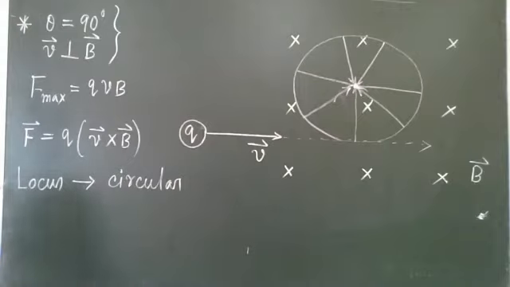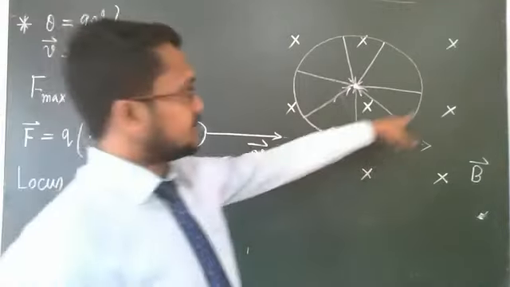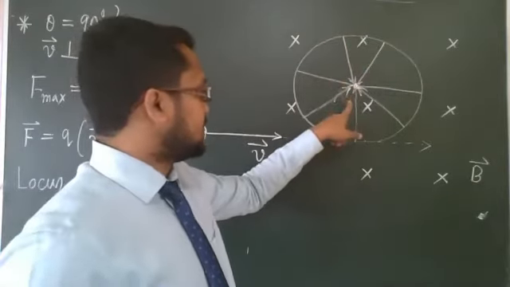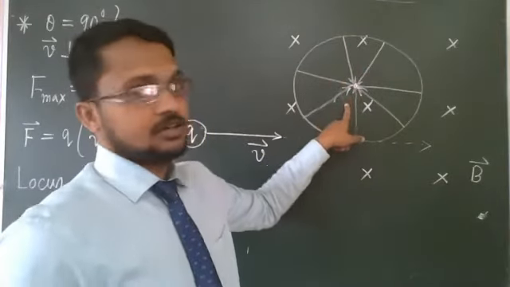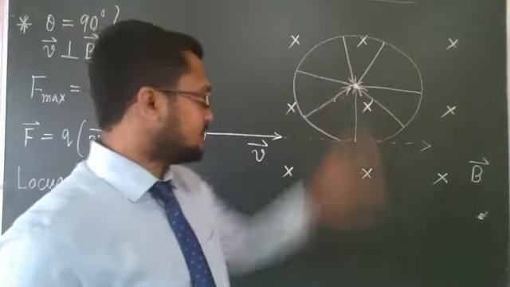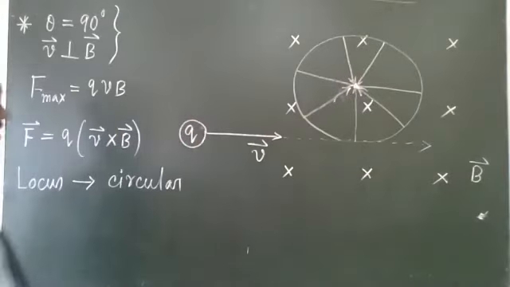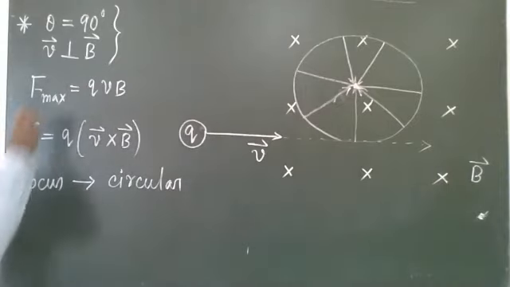Yes, sir. Okay. Now we will see a few things. As it is a circular path, we will find the radius. What will be the radius of this circular path? Very easy. How to find it? Keep a few small points in mind.